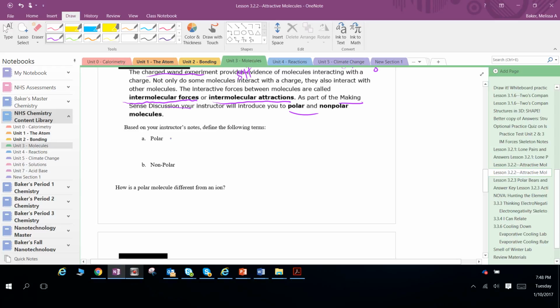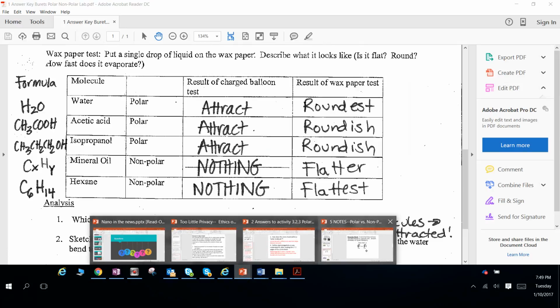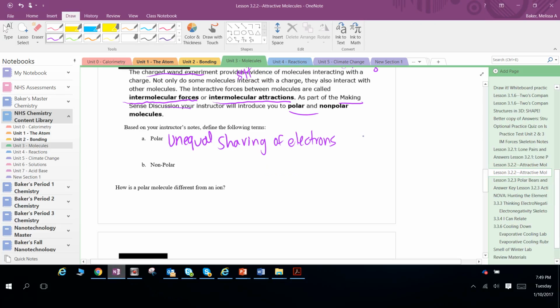So, polar molecules are when there is an unequal sharing of electrons. And a little bit of a longer definition of it: a polar bond is a bond in which an atom on one side has a partial negative charge and the other side has a partial positive charge. That's why they're called poles, kind of like how there's a north and south pole.